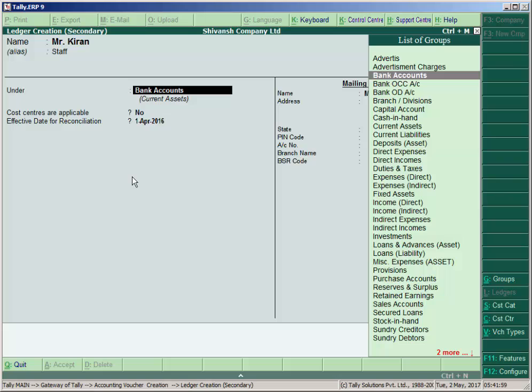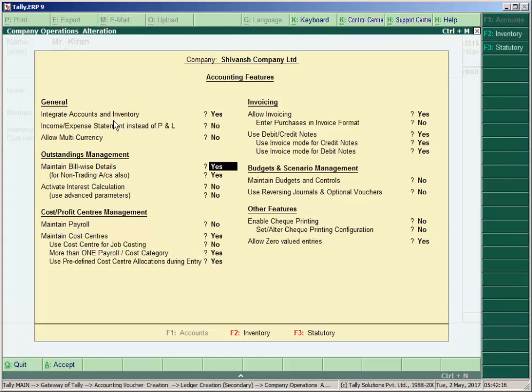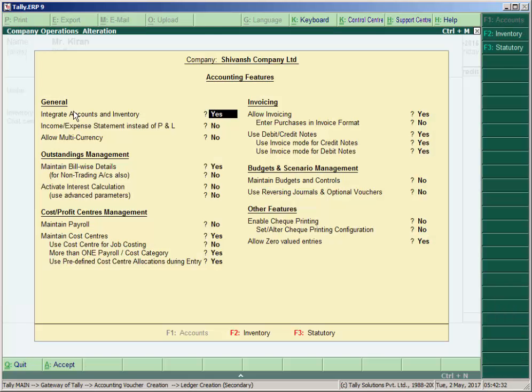You see here the maintain balance bill by bill option appears. It appears because we put the non-trading account as yes. If we put no for the non-trading account, the bill by bill option is not available here. That's why, for ledgers other than creditors or debtors, to record the bill-wise detail, put the non-trading account option yes here, and accept it.